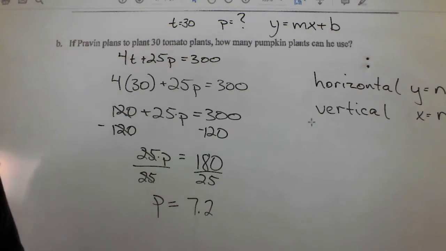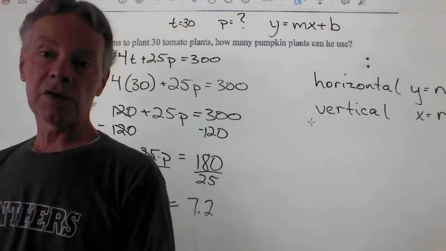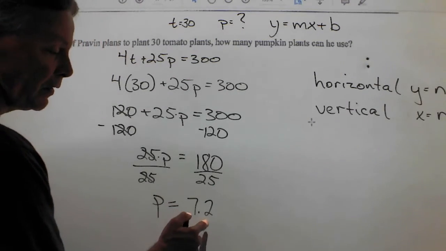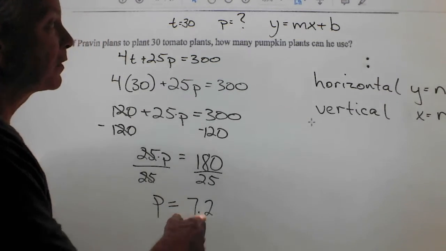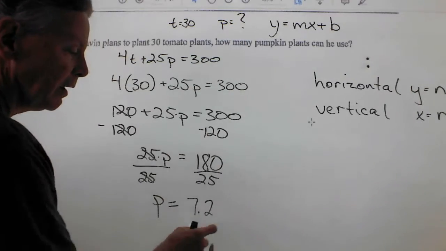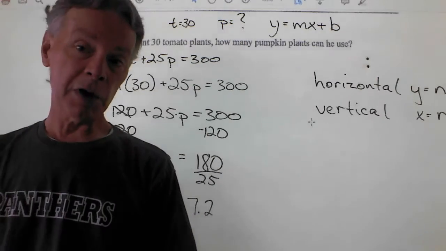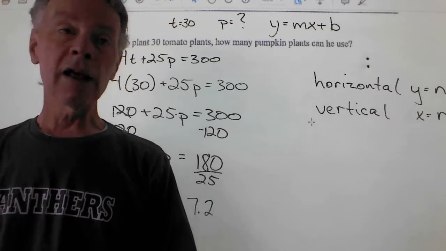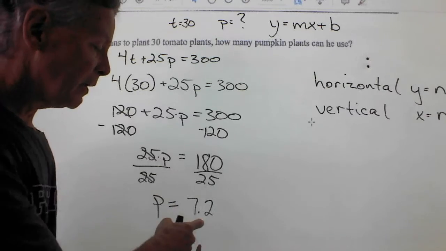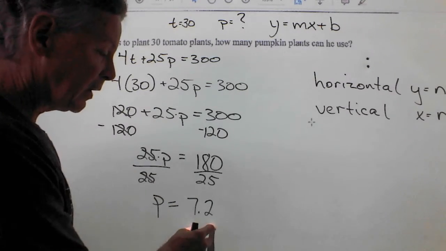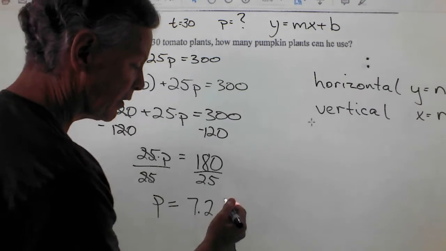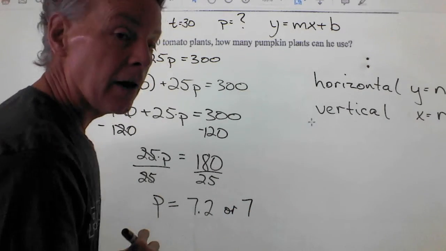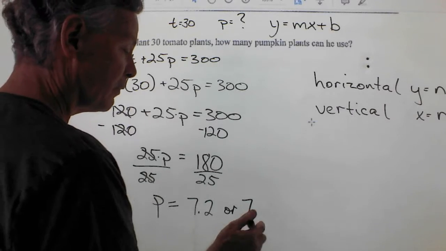7.2. Now, this is where you ask yourself a common sense question. Since this number refers to a number of plants, you can't have 7.2 pumpkin plants. Okay? So, decide based on the question whether you should round up or down. In this case, it makes sense to round up. Sorry, I said up, I meant down. It makes sense to round down.